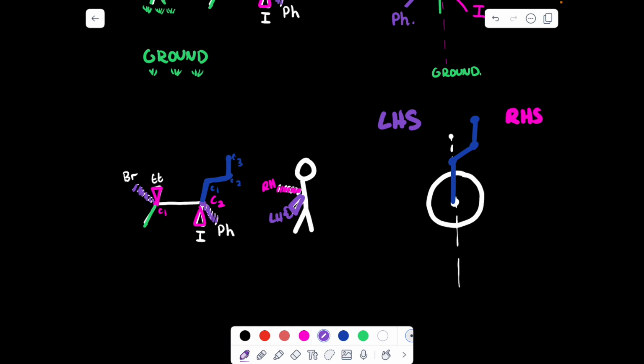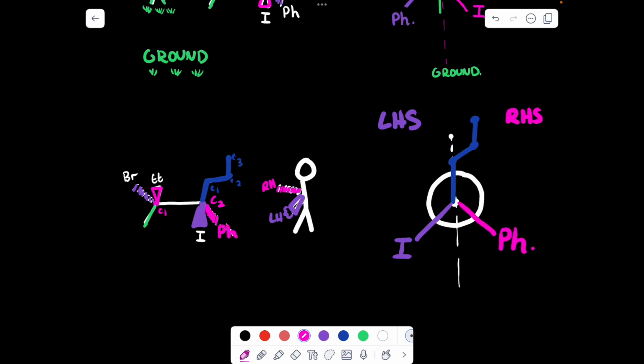On my left-hand side this time, it's actually going to be the iodine group. And where is it pointed? Well, it's pointed down towards the ground. So left-hand side of the circle, pointed down towards the ground, is the iodine. And then right-hand side, pointed down towards the ground, is the phenyl group.